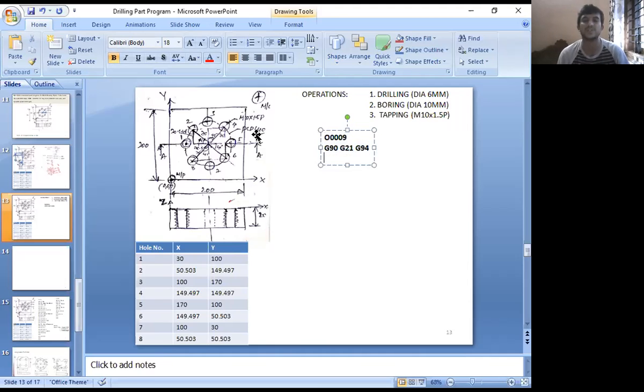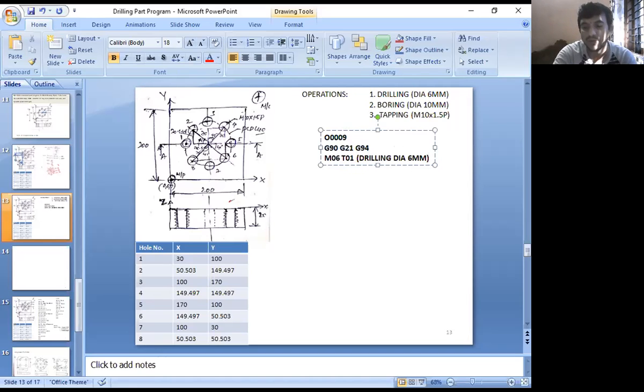After that, once you give the initial G codes, what is the next step? Then I will select the tool. That is M06 T01. What is T01? What is the first operation I'm going to do here? That is a drilling operation. For this, I want to select the twist drill bit of diameter 6.